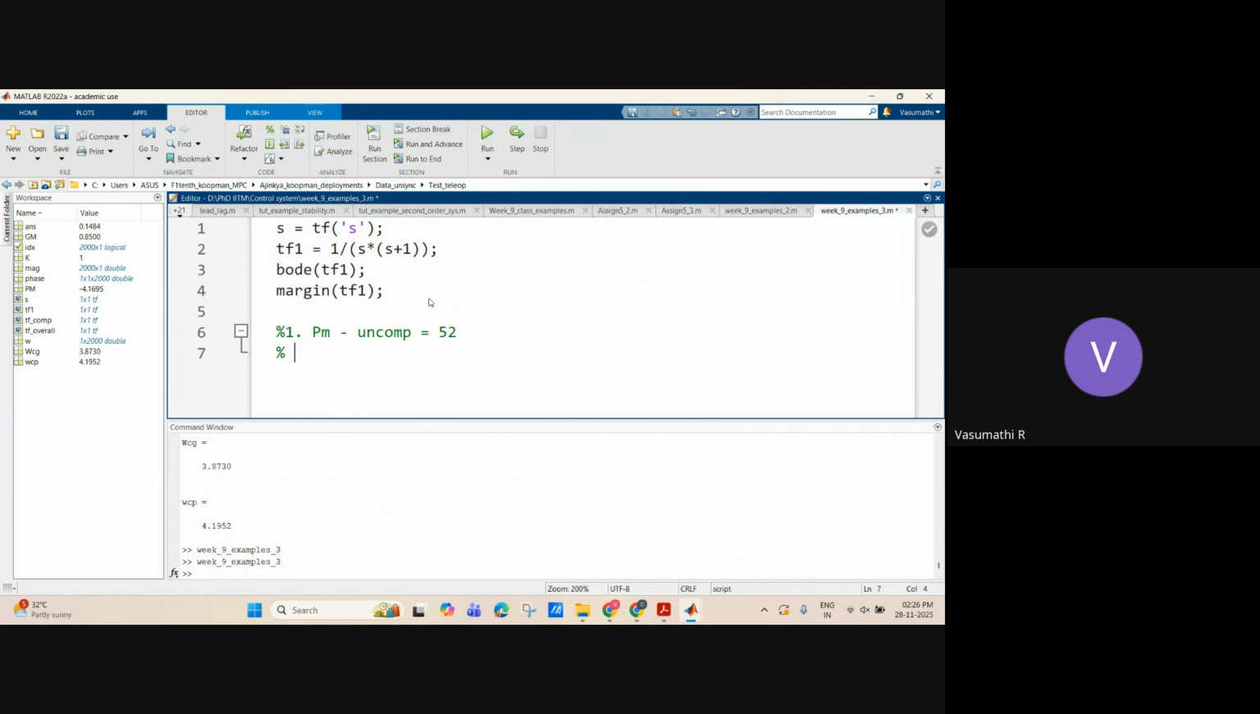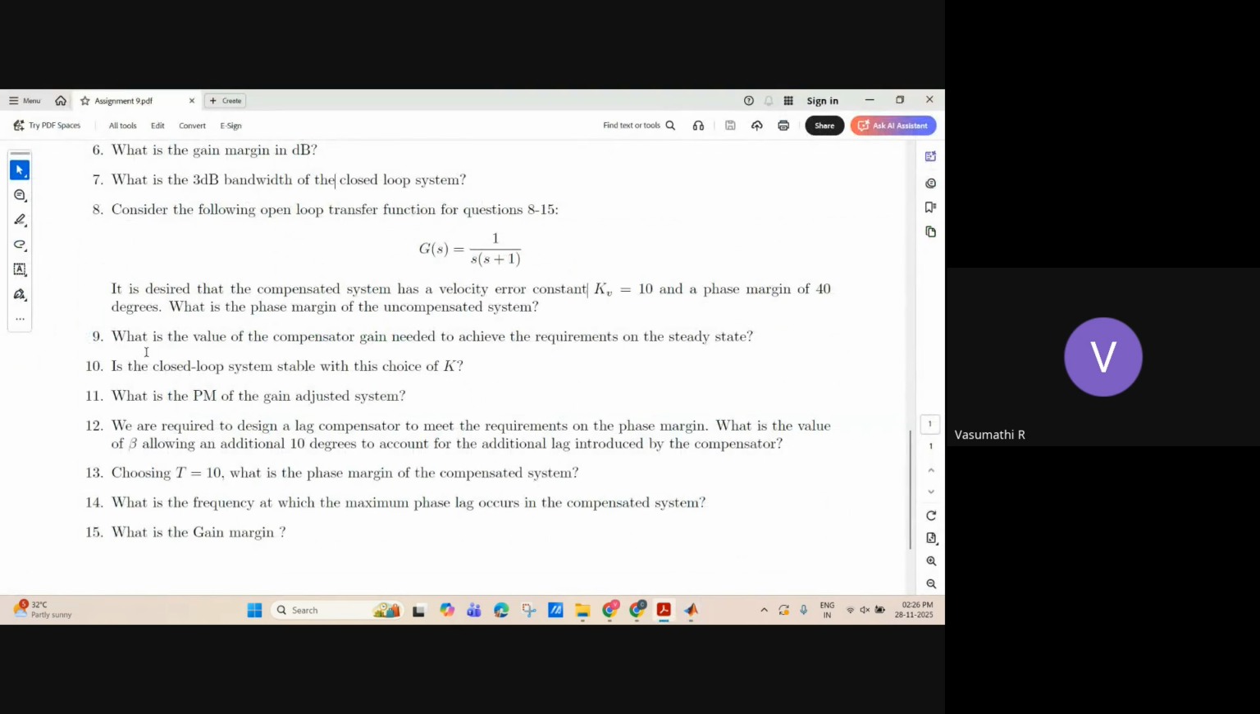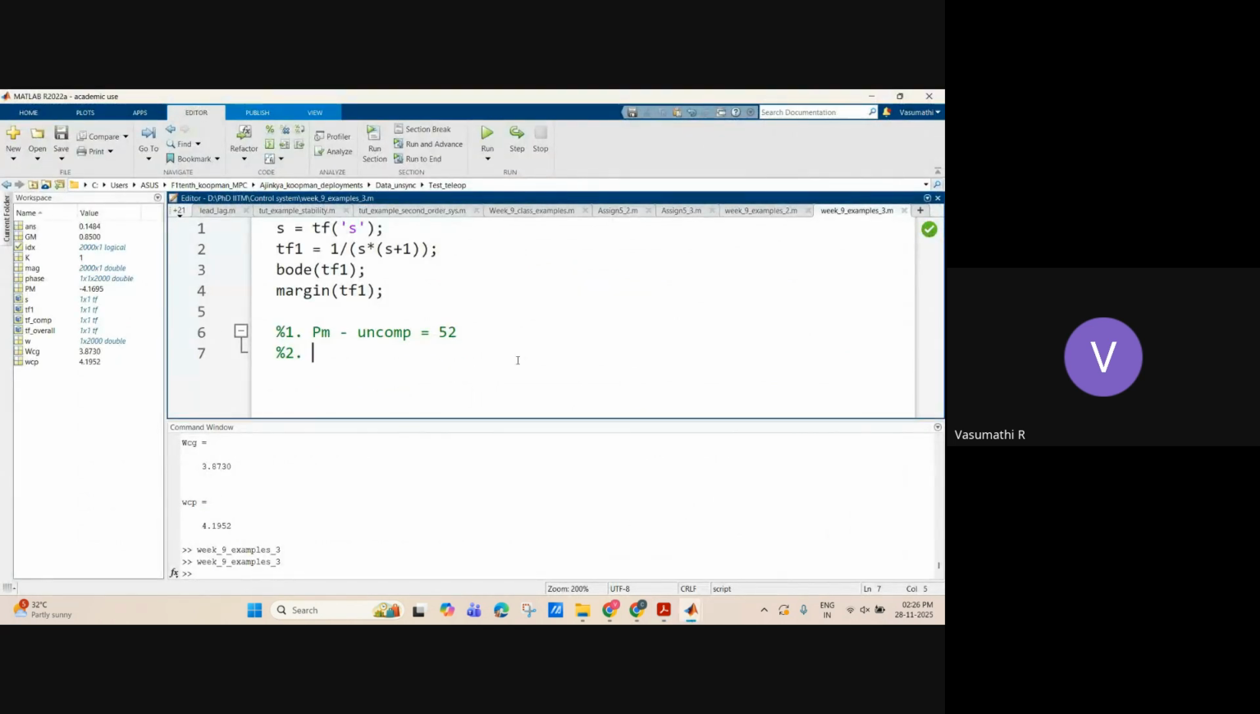Question 2: what is the value of the compensator gain needed to achieve the requirements on the steady state? So Kv equal to 10, that's what they are referring to. That is the steady state value. What is the compensator gain you need to do?